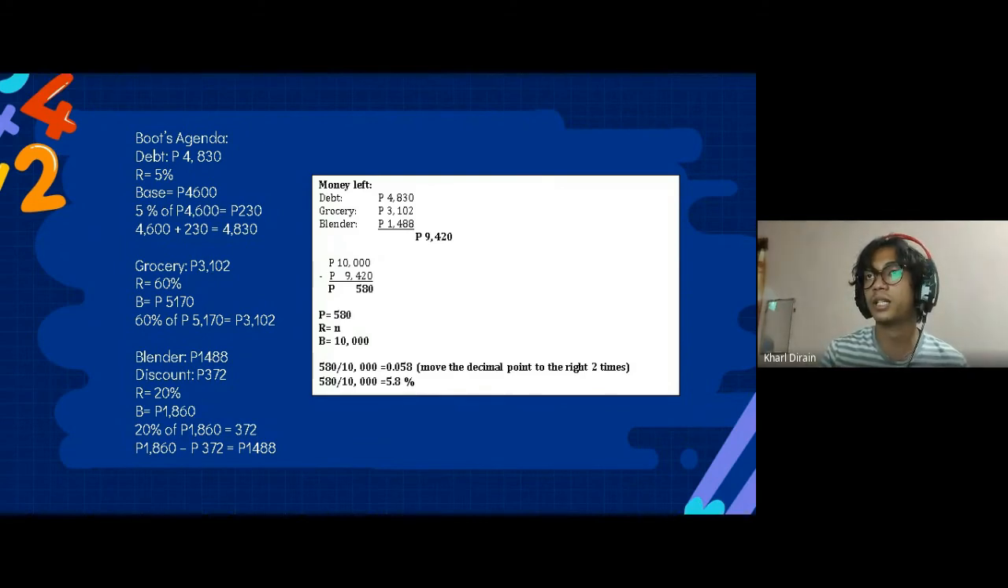Pinag-add po natin yung mga nagastos niya, 4,830 plus 3,102 plus 1,488 is 9,420. So, 10,000 minus 9,420 is meron na siya natirang 580. Ang hinahanap po ng sagot is yung percent po nung natitirang pera na lang.